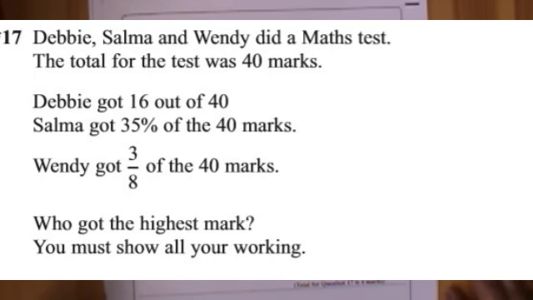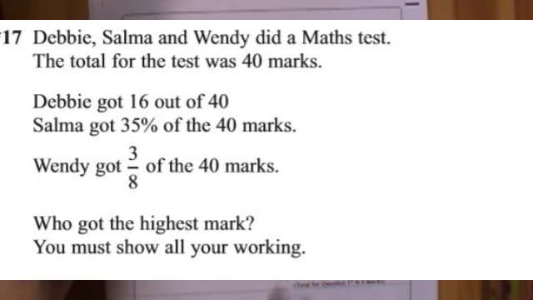Debbie, Selma and Wendy did a maths test. The total for the test was 40 marks. Debbie got 16 out of 40, Selma got 35% of the 40 marks, Wendy got 3/8 of the 40 marks. Who got the highest mark? You must show all your working.